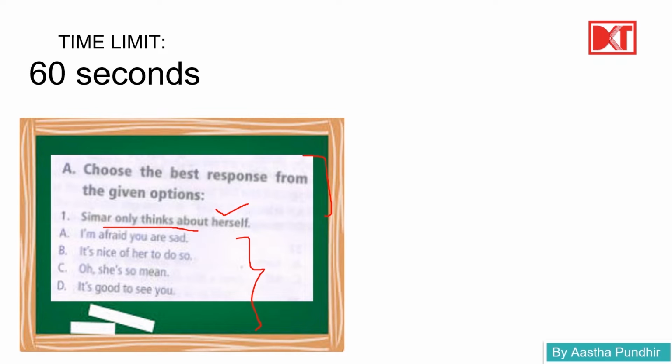A. I'm afraid you're sad. B. It's nice of her to do so. C. Oh, she's so mean. D. It's good to see you. Okay, so here let's analyze. We're talking about Simmer only thinks about herself, which means we're talking about how selfish Simmer is. So here, what would be the appropriate response?